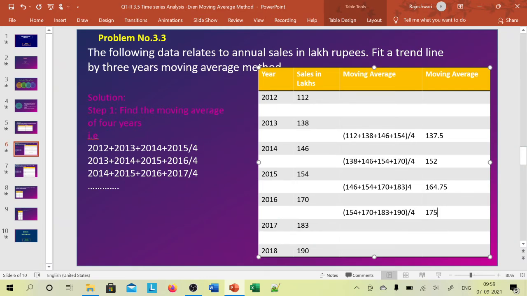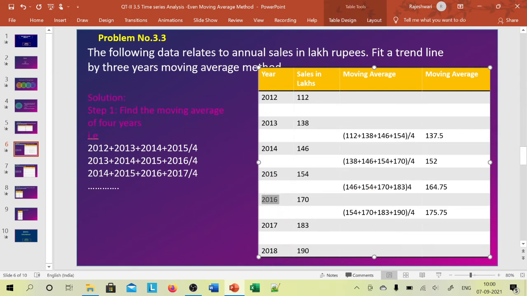175.75. So we have considered the years from 2015. So for the next group, I should start from 2016.